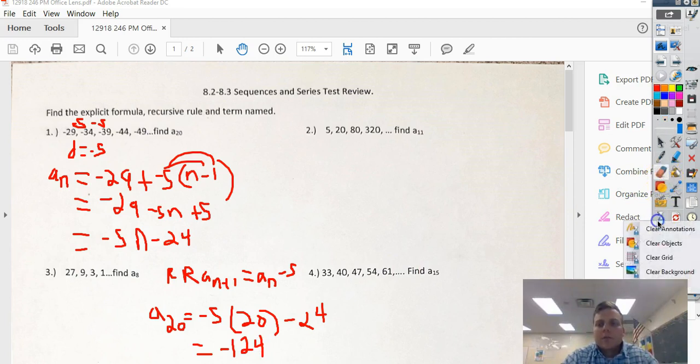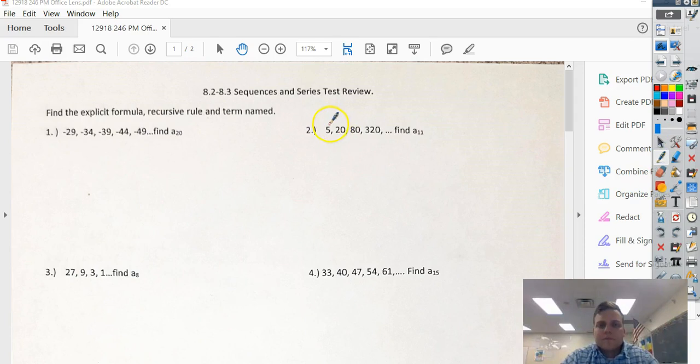Let's look at problem 2. Problem 2: 5, 20, 80, 320. Once again, I can see that this is multiplying by 4 each time. So that means r is equal to 4. To get my explicit formula, if you went back to the beginning of the video, you would see that the geometric explicit formula is just a sub n is equal to the first term, which is 5, times r raised to the n minus 1. What was r for this problem? 4. So 5 times 4 raised to the n minus 1. And there's my explicit formula.